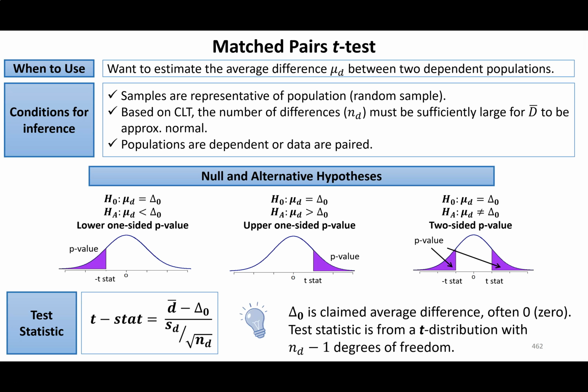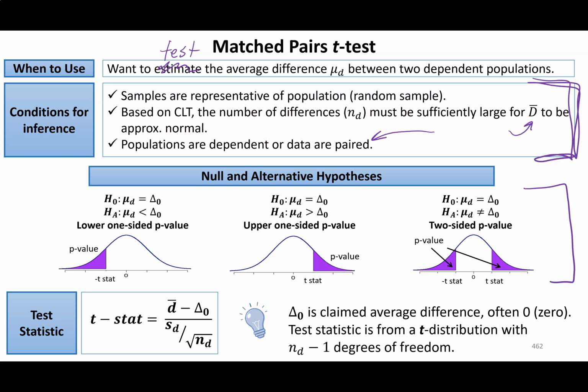Okay, so for the t-test, when we want to not estimate, but test that average difference between two dependent populations. A lot of times we might want to ask, is there a difference, or is that difference higher or lower, usually than 0? That is usually what we're looking at. We're going to have the same conditions here as we did for the confidence interval. We want representative samples. We need to have enough pairs so that we could reasonably assume that the central limit theorem kicks in for the sampling distribution of D bar. And then we're going to have paired data.